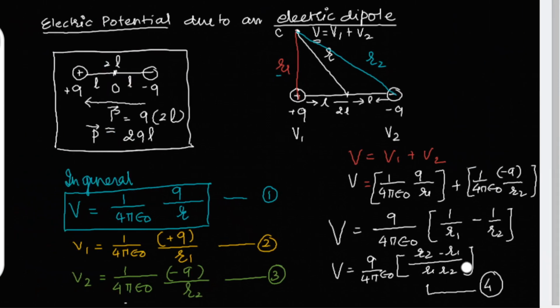So here I'll write V is equal to 1 upon 4 pi epsilon 0, and what is the next thing? That is R2 minus R1 upon R1 R2, in brackets.